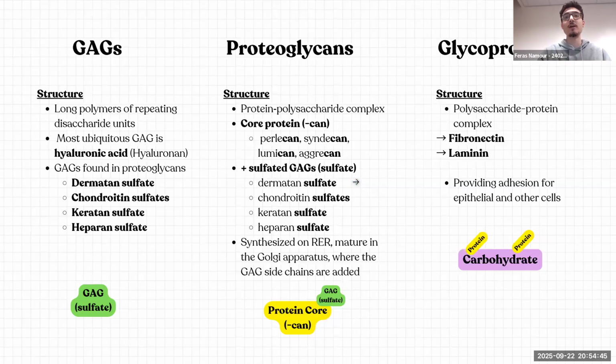This should be fine. Going to memorize GAGs, you should know hyaluronic acid by heart. Any sulfate is a GAG. The way to memorize proteoglycans, any can is the core protein, and the sulfated GAGs are part of the proteoglycan. And glycoprotein, just memorize fibronectin.